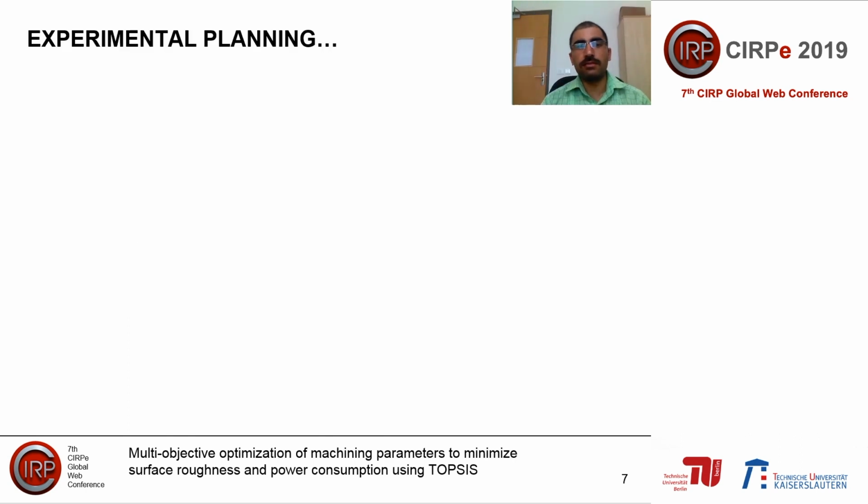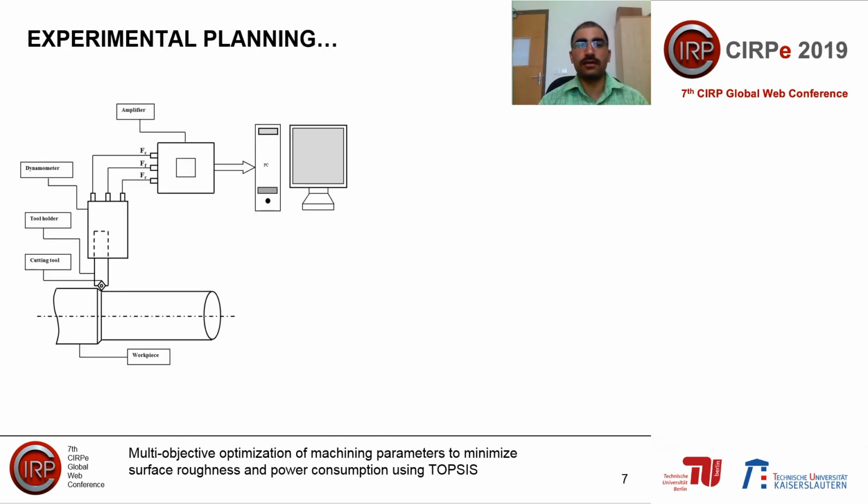This is the systematic representation of the cutting force measurement setup, which comprises a workpiece held in the chuck, and a cutting tool held in the tool post, with the tool post resting on the dynamometer, which is a crystal dynamometer in the present case. The dynamometer is connected to the amplifier, and finally the amplifier is connected to the computer, in which we have the dynamometer software, and we get the readings. In the present study, we measure the power consumption indirectly.